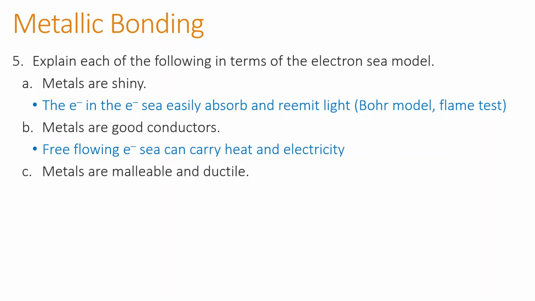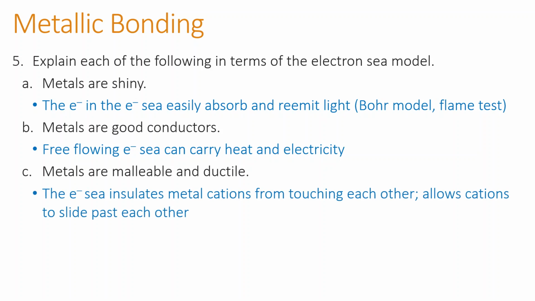In fact, electricity is really just a flow of electrons through a metal wire. Metals are also malleable and ductile. What that means is that when you hit them with a hammer, they're going to bend rather than break. And that's because the electrons in that electron sea insulate those metal cations from touching each other. They kind of act like grease between ball bearings. So those cations are able to slide past each other, and the metal bends rather than breaking.